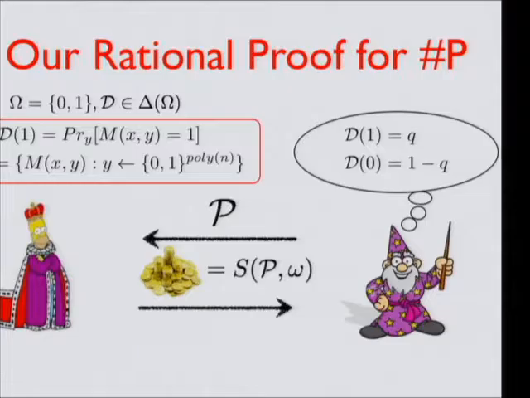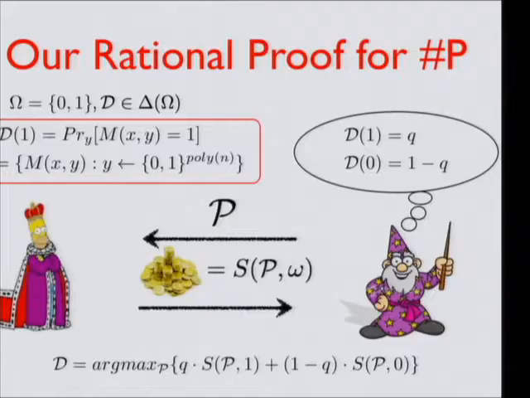So with that sample in hand, we can give a rational proof for Sharp-P. Merlin will say some distribution P, which is equivalent to some number of accepting paths. Arthur will give some reward. And because the reward is a scoring rule, so he uses our Brier scoring rule, Merlin will be incentivized to say the true distribution, which is equivalent to a number of accepting paths. So that's a rational proof for Sharp-P.